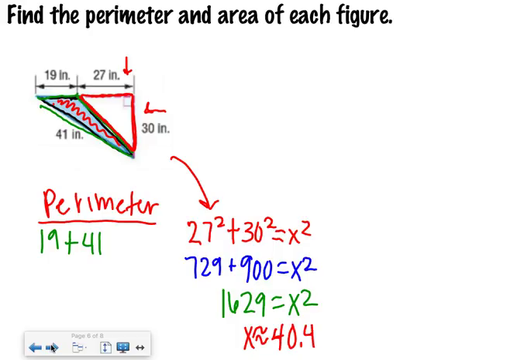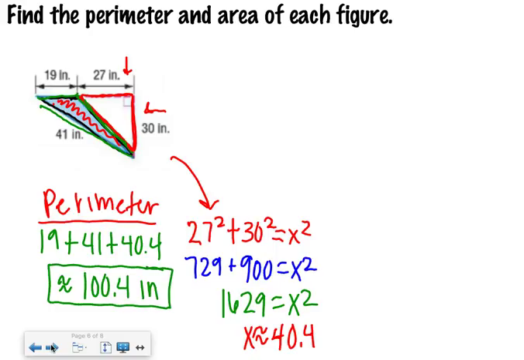Alright, so now I know that this guy is this missing side to my triangle right here. So plus 40.4. Add those together and let's see what we get. Plus 19 plus 41. 100.4 approximately. So that is our perimeter.